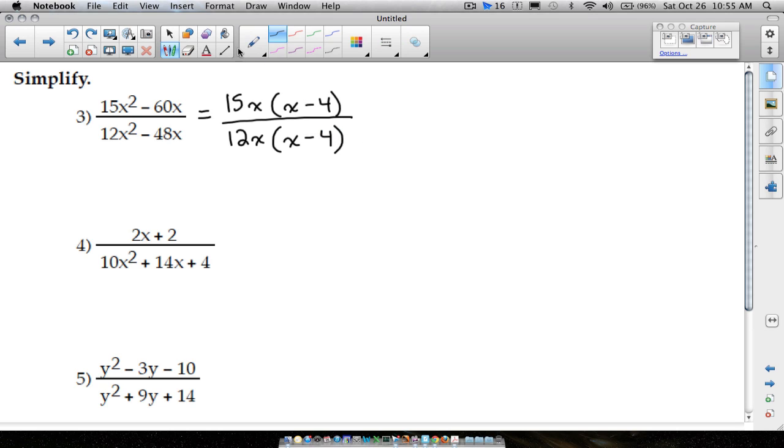Now we can start to cancel because everything up top is getting multiplied together. Everything at the bottom is getting multiplied together. So the x's go away, the x minus 4's go away. Right now we're looking at just 15 over 12.